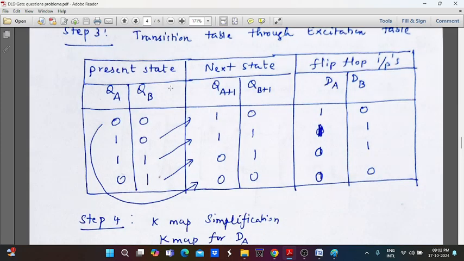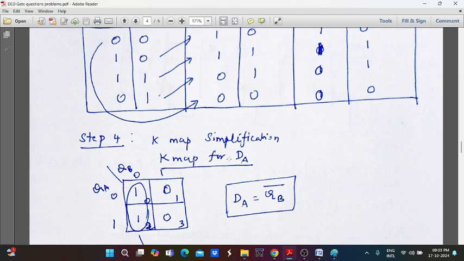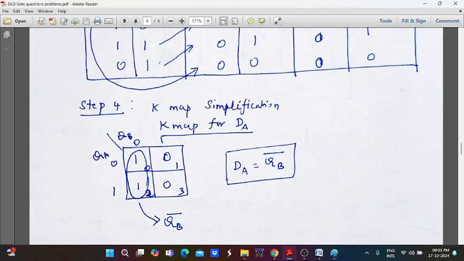So from this we have drawn the transition table. After that we have to make a K-map for simplification. And from this column DA and DB, we have to fill in these values. So QA and QB are the present state. We have to consider them here. So only 2 bits are considered. So we have to draw the 2 variable K-map. It consists of 2 rows and 2 columns, which has 4 cells.